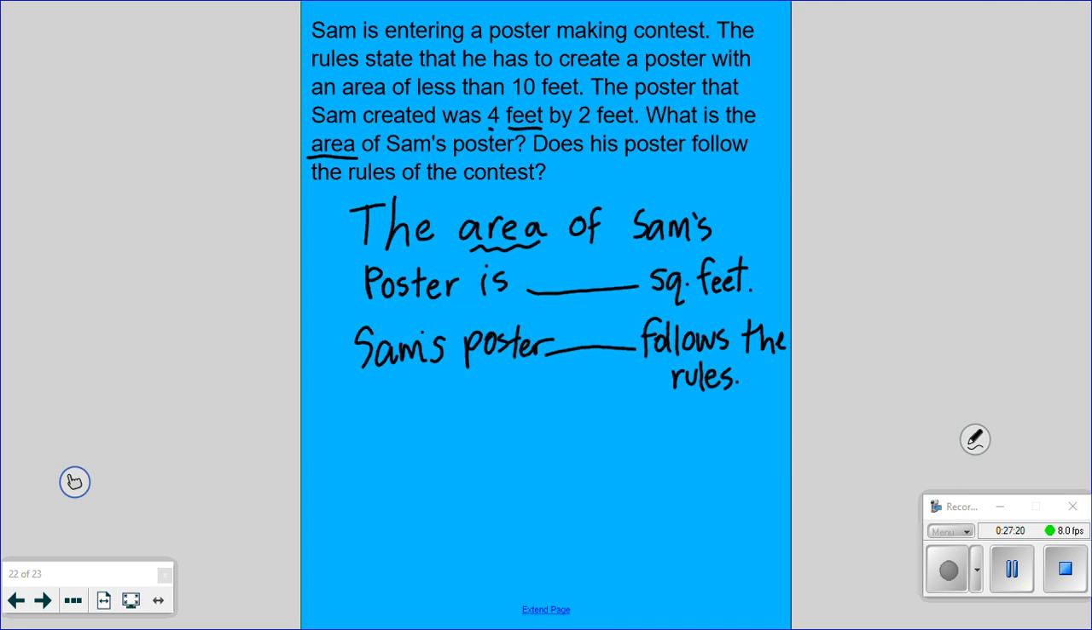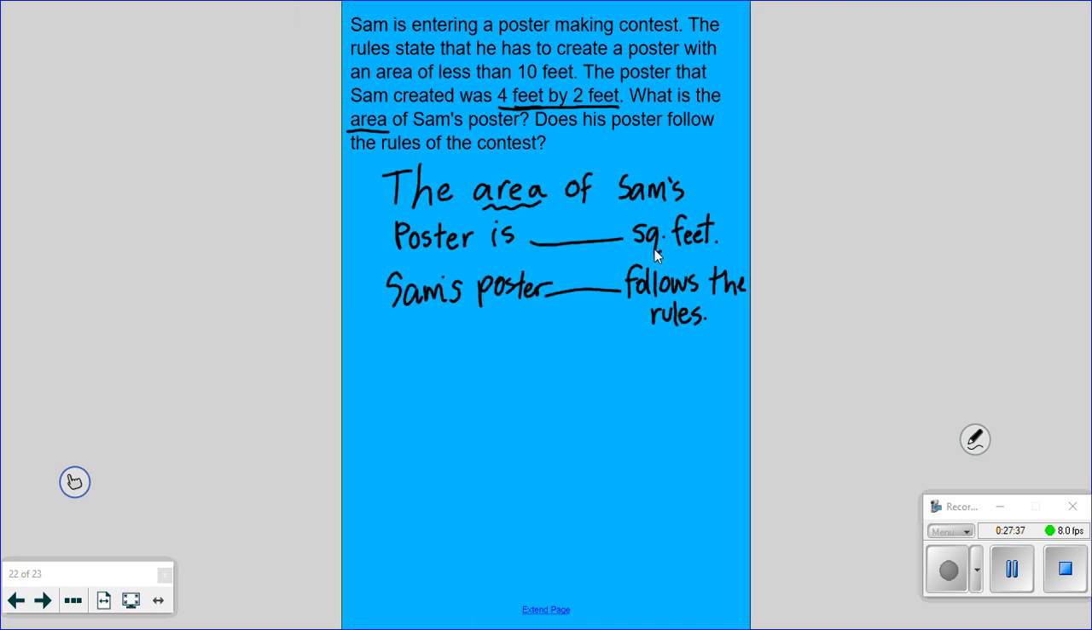And 4 feet by 2 feet gives me a really good clue. Is it going to be a square shaped poster? No. Shelby says no, because I'm going to have one long side that's 4 feet, and then one short side that is only 2 feet. Does that look like the beginning of a square? No, it's going to be a rectangle. So here's the poster. Yep, you're drawing a rectangle poster.